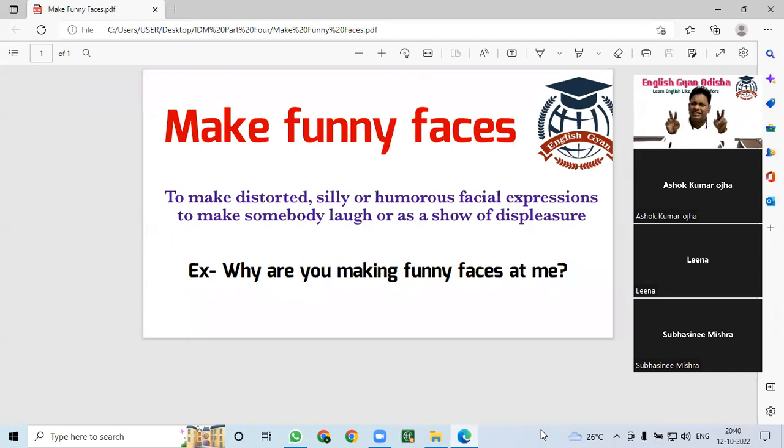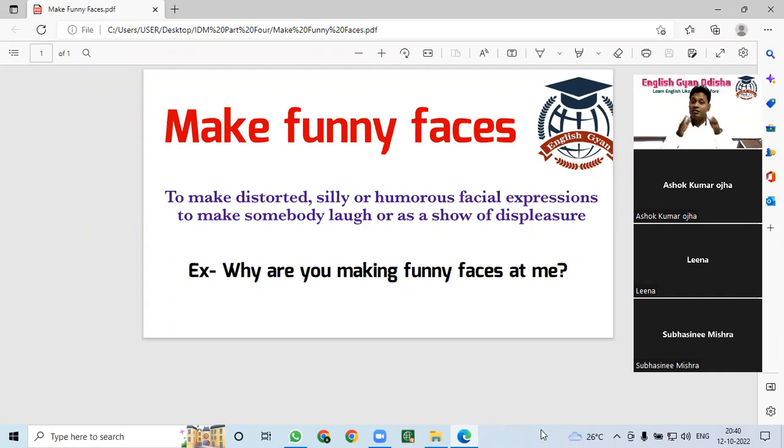You put your face like this. Children, whenever they're not happy with somebody, do like this. Why do they do like this? It is a kind of displeasure also. And also, you do it to make somebody happy. So this is called make funny faces. Make is a verb, and funny faces. There are so many faces like that. You have to put it like this. You have to do like this. You bring your tongue out like that.